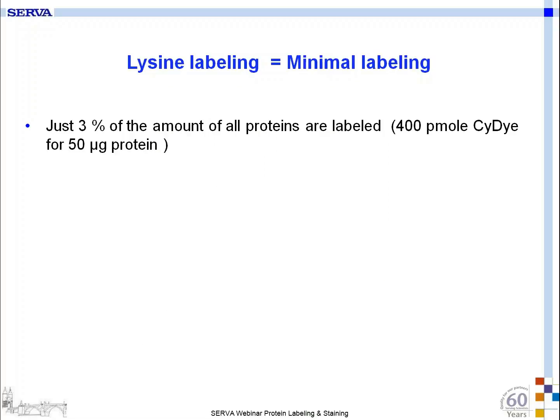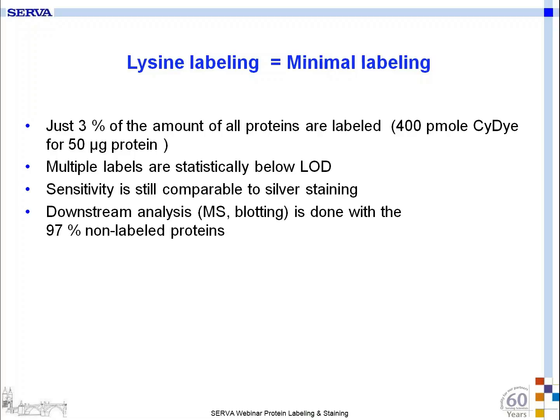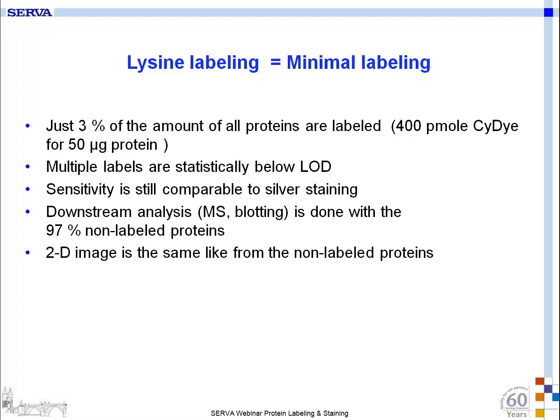So just to summarize again, only 3% of the amount of all proteins are labeled. Your multi-labels are statistically below the LOD. The sensitivity is still comparable to silver staining. You improve your downstream, like the mass spec blotting, with 97% of the non-labeled proteins. And the 2D image is the same as from the non-labeled proteins.